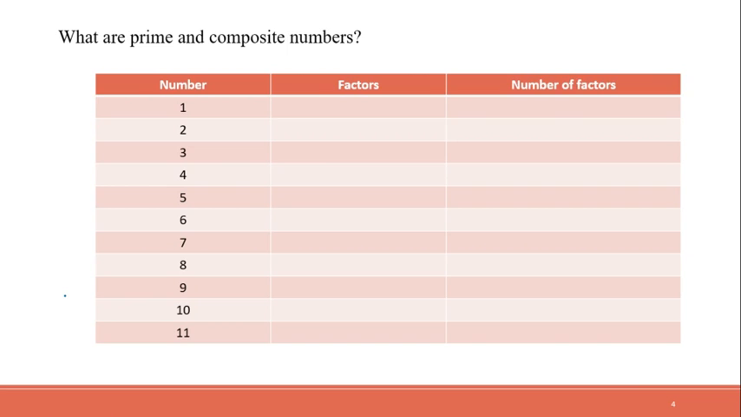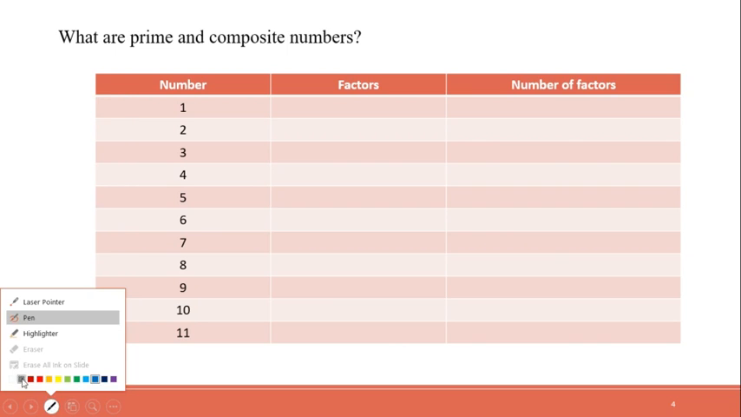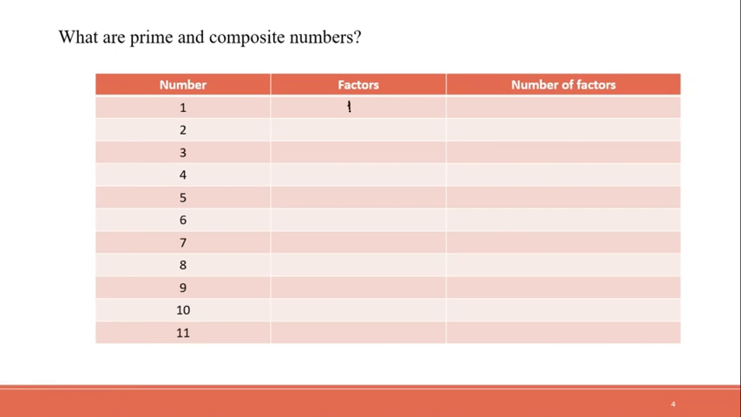Now come to this one. Here I want you to tell me what are the factors of 1. The factors of 1 will be 1 only, as we have learned in the previous slide. So the factors will be 1.